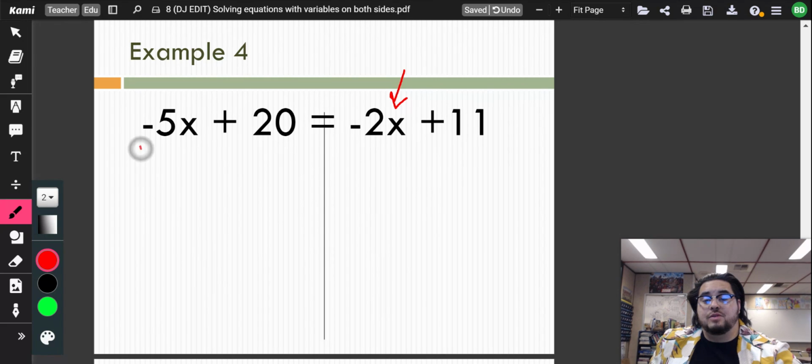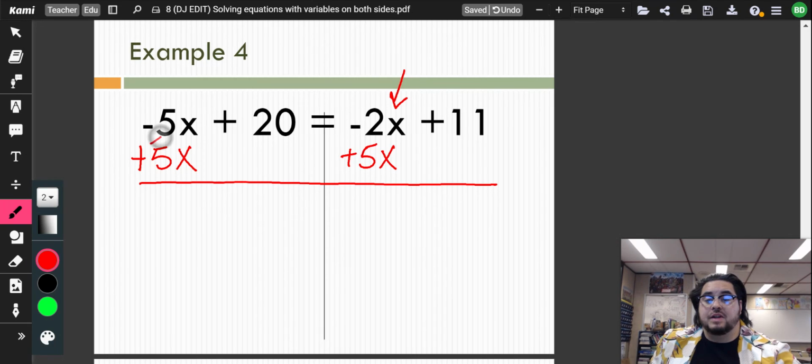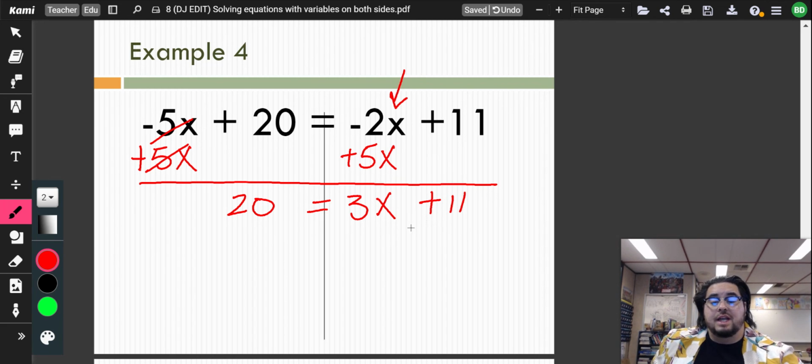So to move that, I do the opposite. I'm going to add 5x to both sides. The negative 5x and the 5x are going to cancel out. 20 is going to come down. Negative 2 plus 5 is going to give us positive 3. Remember this tug of war. 5 is bigger, so it's going to be a positive 3x plus 11. And now I have a really easy two-step equation. I'm going to subtract 11 from both sides.